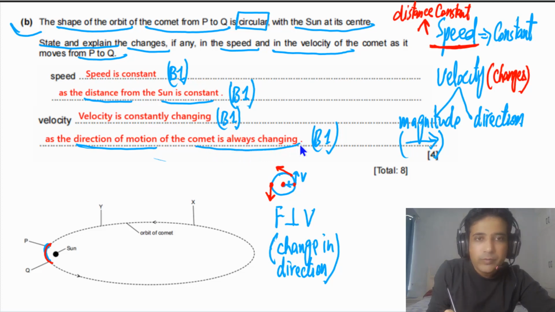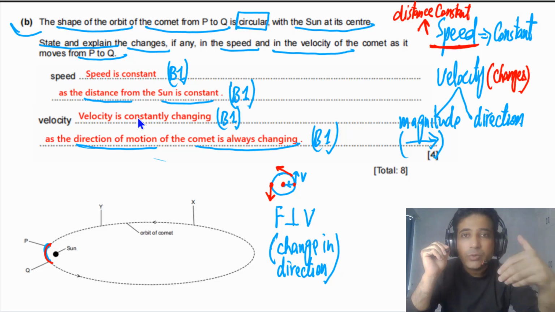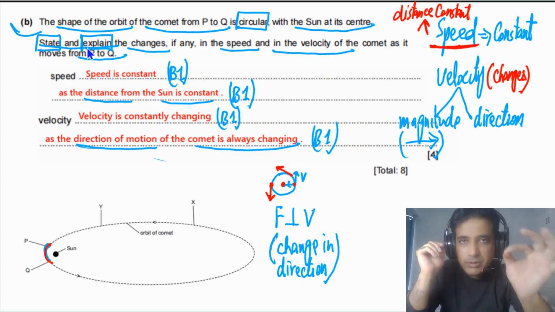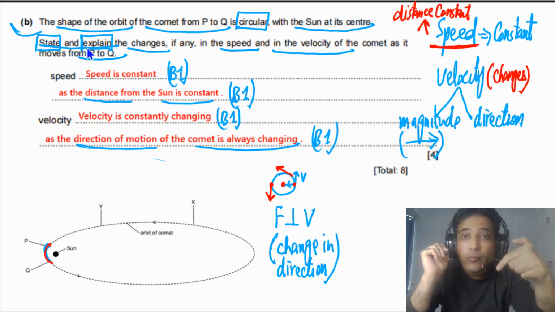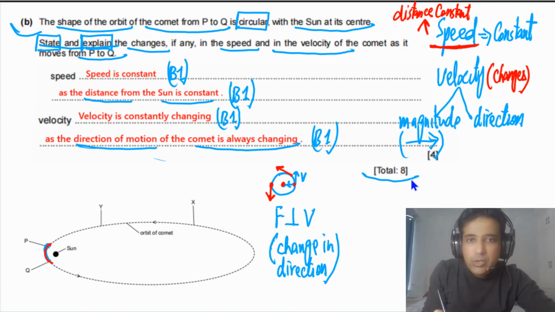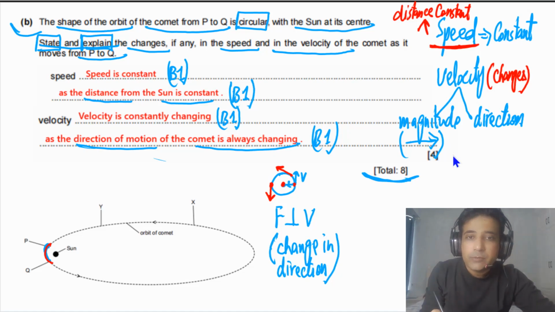comet is always changing. Means first you need to write down speed is constant, then you need to explain, because the question is asking you to state and explain. So first of all you will state speed is constant, then you need to explain why speed is constant, then you will state velocity is constantly changing, then you need to explain why velocity is changing. So if you write these 4 points, you will get 4 B marks. So this is how marks will be awarded for this part of the question, and this question is for P4.